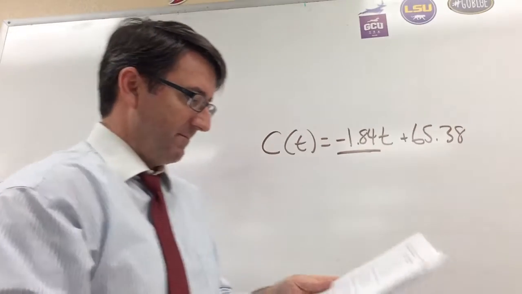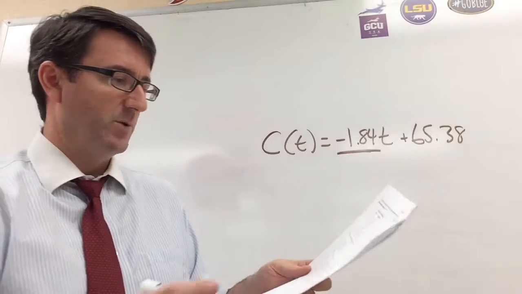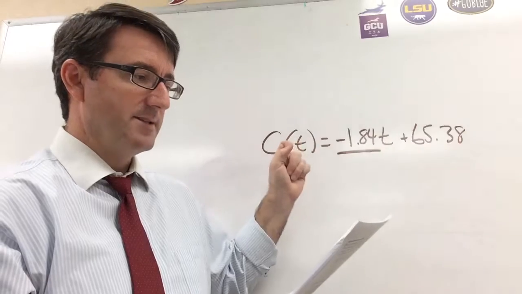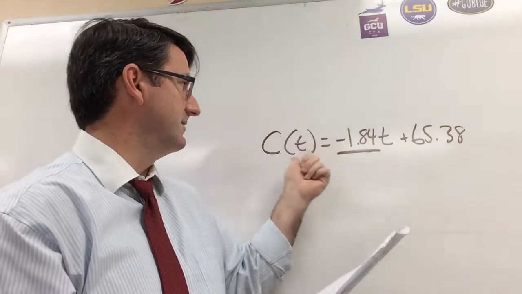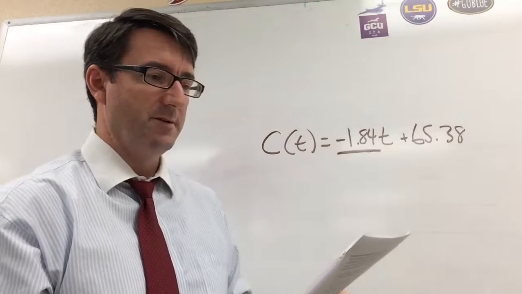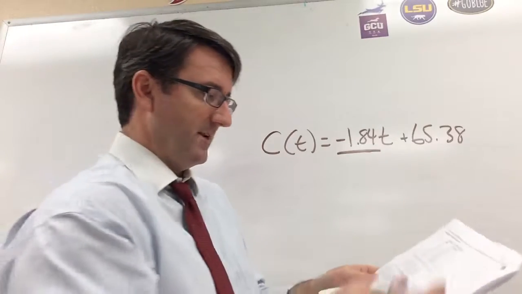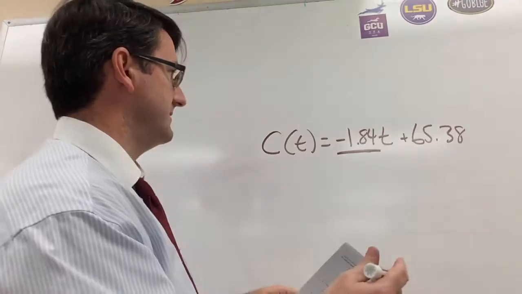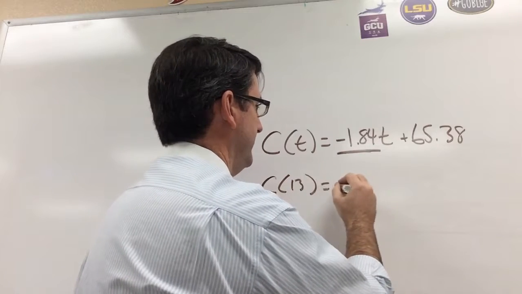All right, number 7. Use the linear regression model to predict the number of cable subscribers in 2020. So remember that T is the number of years since 2007. So to find the number of cable subscribers in 2020, that's 13 years since 2007. So we're just going to plug in 13 for T.